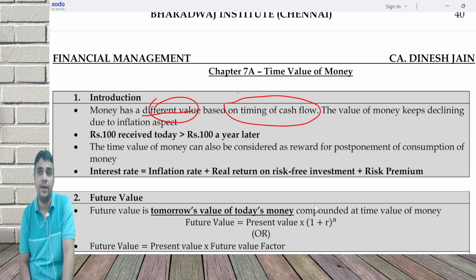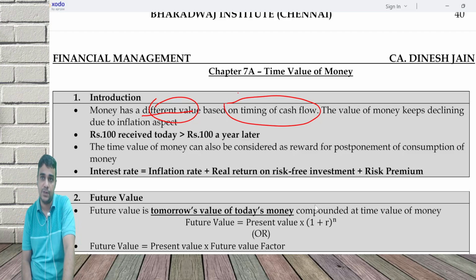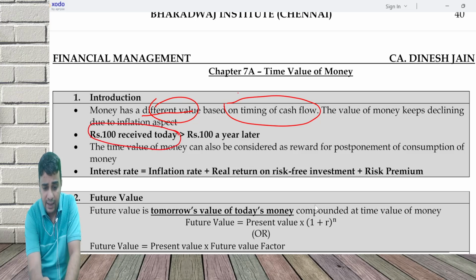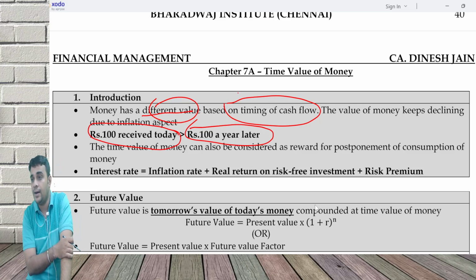That adjustment is what this base chapter is doing, so that I do that adjustment when I go to investment decision. When I go to investment decision, I'm able to do these adjustments. Clear? Any doubts on this? So it says 100 received today is greater than what? 100 a year later. 100 received today is greater than 100 a year later. Obviously 100 today is better than 100 a year later.